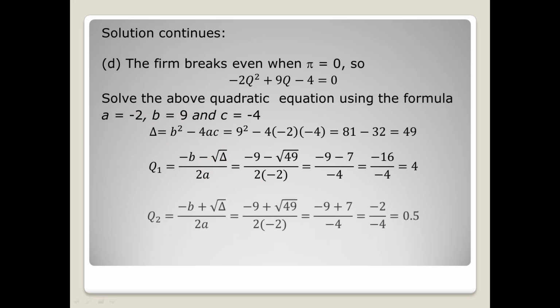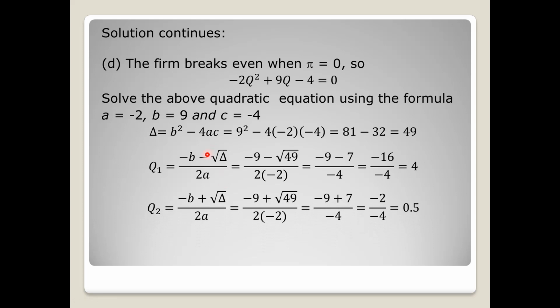And then for q2, we use almost the same formula, except that instead of minus, we use plus. And if we do our calculation, we will get 0.5 for q2. So the solutions of this quadratic equation are q1 equals 4 or q2 equals 0.5.